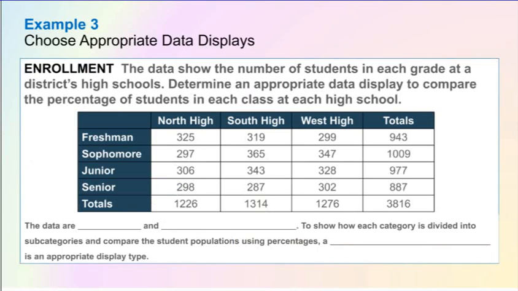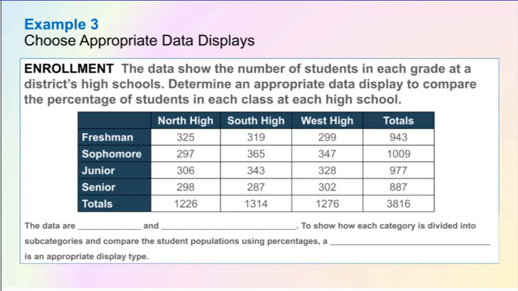In example 3, choose an appropriate data display. The data shows the number of students in each grade at a district's high schools. Determine an appropriate data display to compare the percentages of students in each class at each high school. So to do that, we need to convert everything to percentages here. But actually, no, we won't have to create one. It just says determine what would be the appropriate data display to compare the percentages of students.